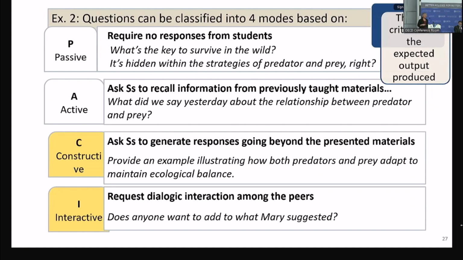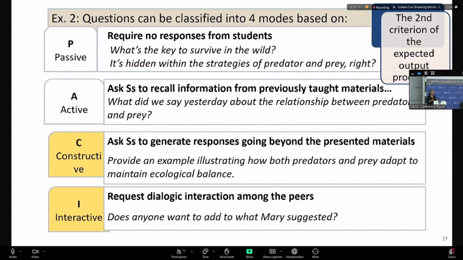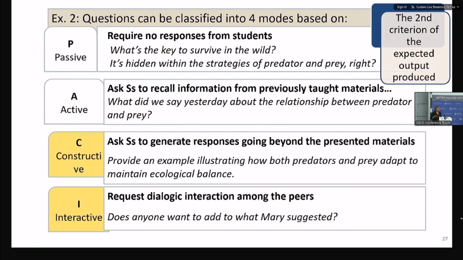Well, it turns out you can use ICAP's second criterion again to code questions based on what you expect the student's response to be. For example, a passive question, which is more prevalent in K-12, requires no response from students. The teacher might say, what's the key to survival in the wild? It's hidden within the strategy predator-prey, right? Teachers in K-12 tend to ask this kind of question. Active is to ask people to recall information that was previously taught, so it was already presented.